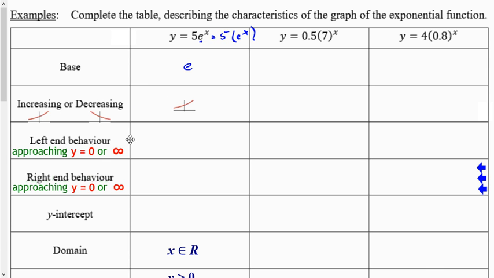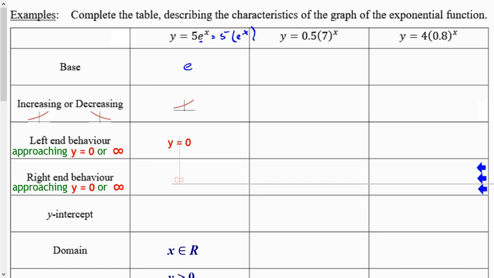So now that I have this little sketch here, that helps me describe the end behavior. So when I talk about the left end, I'm looking at this end of the graph, and it's approaching that horizontal asymptote of y equals 0. On the right end, the graph goes up forever, so we'd say it's approaching positive infinity as its y value.